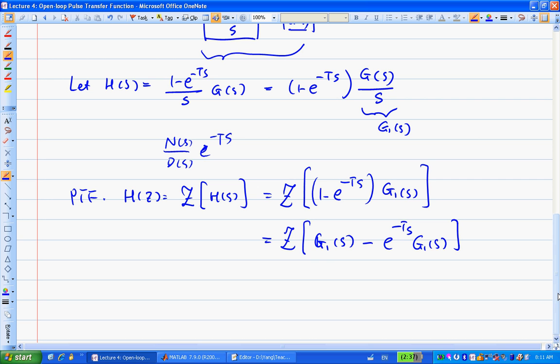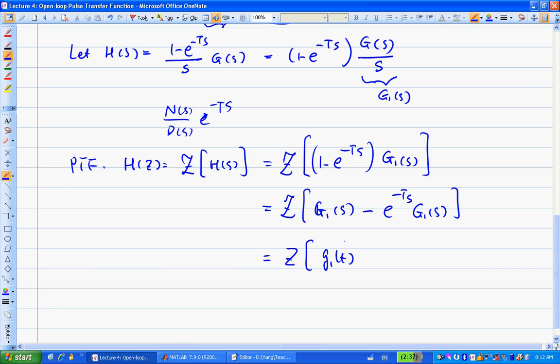Okay, so let's just assume the time function for G1 of S is G1 of T. We don't know what G of S is, so I'm not writing any specific time function here. But let's just say that G1 of T is the inverse Laplace transform of G1 of S.